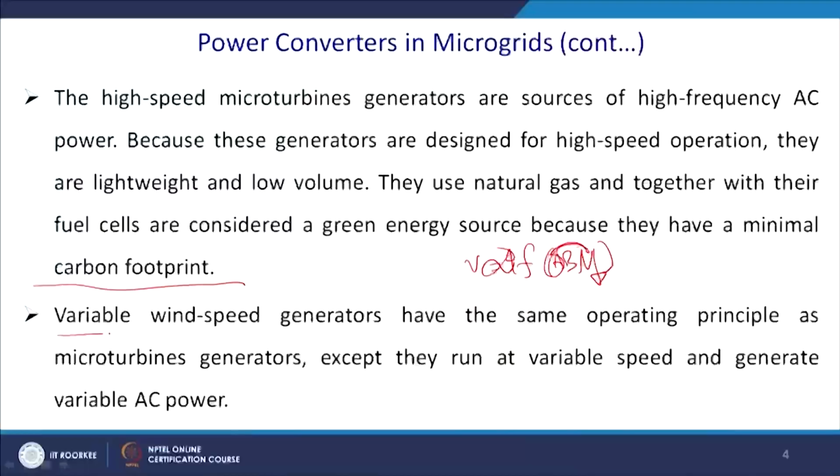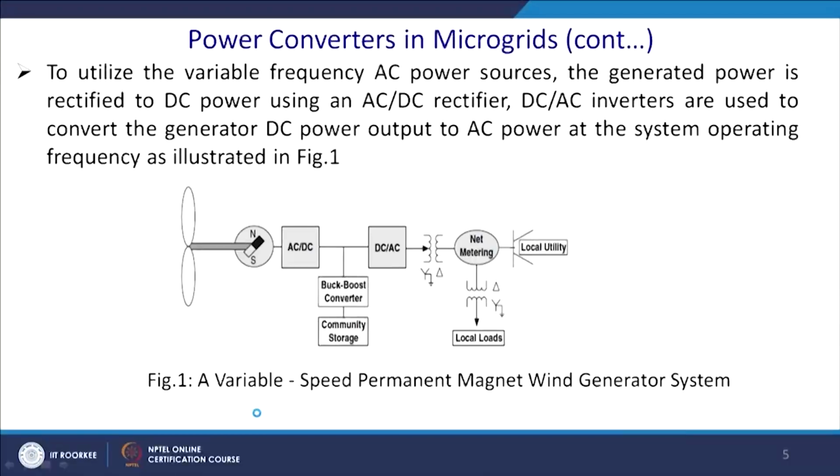Apart from that, we have the variable wind speed generator, which has the same operating principle as the micro turbine, except it runs at variable speed and generates variable frequency AC power as well as voltage. So for this reason we require processed energy, and this is done by the different types of AC to DC or DC to AC power converters in microgrids.